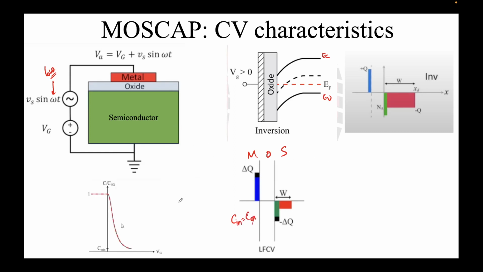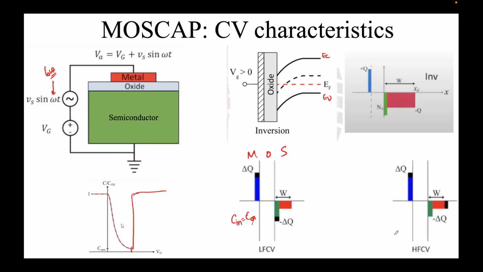What happens when you switch very fast? At this point we had reached depletion. After this we see that C inversion is going to be Cox. This is the C by Cox line, so it's going to look something like this, connected like this, a sharp jump.